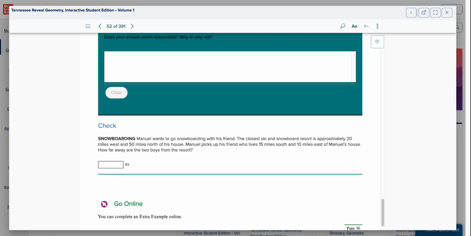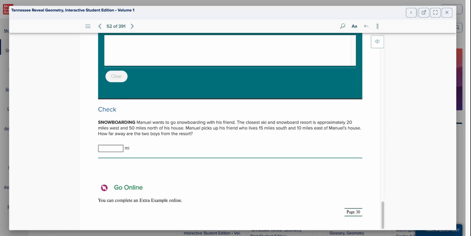Well, I'm going to need some paper right here because I haven't hooked up my tablet yet. They haven't given me the password for my new computer, so let me get some paper here. The very first one says approximately 20 west. Now, west is to the left, so that 20 is going to be negative. 50 miles north. North is up, so that 50 is going to be positive. All right, got a friend. He lives 15 south and 10 miles east.